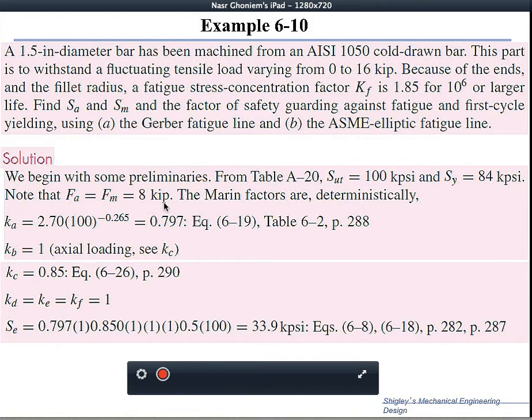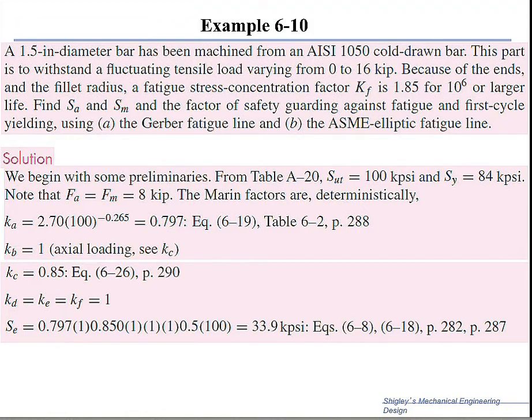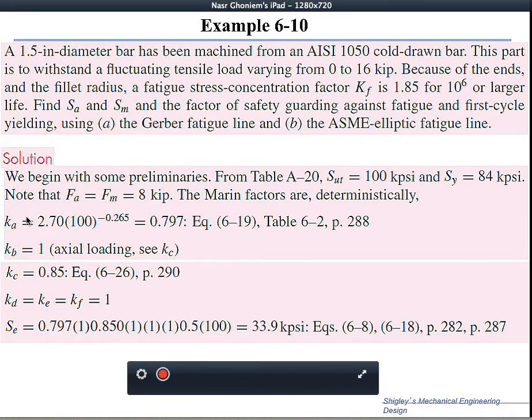And before I go there, I need to apply the Marin factors to the endurance limit, so I can convert the rotating beam endurance limit to the practical one that I'm going to use in the design. So the first factor, K sub A, is for the surface finish. So we use equation 6.19 and it gives us 0.797.